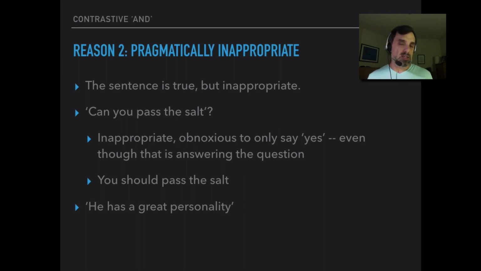So in these cases, we can see that there's what you literally say when you ask, can you pass the salt? You're literally just asking for a question about a fact. Do you have the ability or not? We say he has a great personality. That might suggest something about the person's appearance, but it doesn't literally say anything about it. So there's what the sentence literally says, and then there's what it communicates or suggests in a particular use, in a particular conversation with particular people at a particular time.